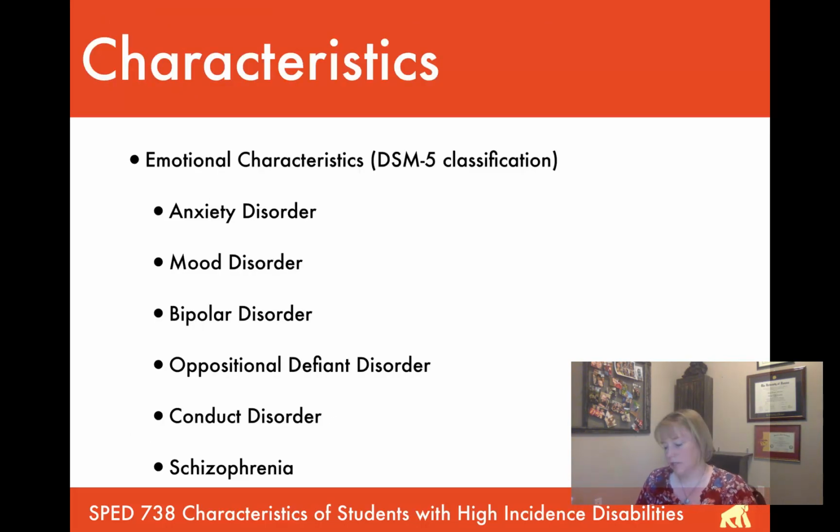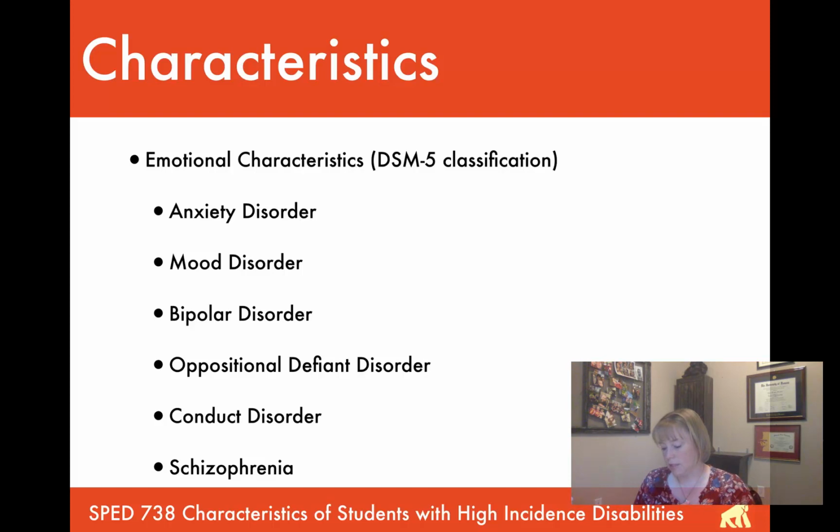On the characteristics in terms of emotional characteristics, when we look at students identified with emotional disability, that typically is coming from a classification within the DSM-5. We talked about the DSM-5, if you remember, when we were looking at autism. But this is a manual that the American Psychiatric Association has developed, last updated in 2013, that describes these disorders. And this is what physicians and clinical psychologists typically use when they are identifying a student with one of these disabilities.